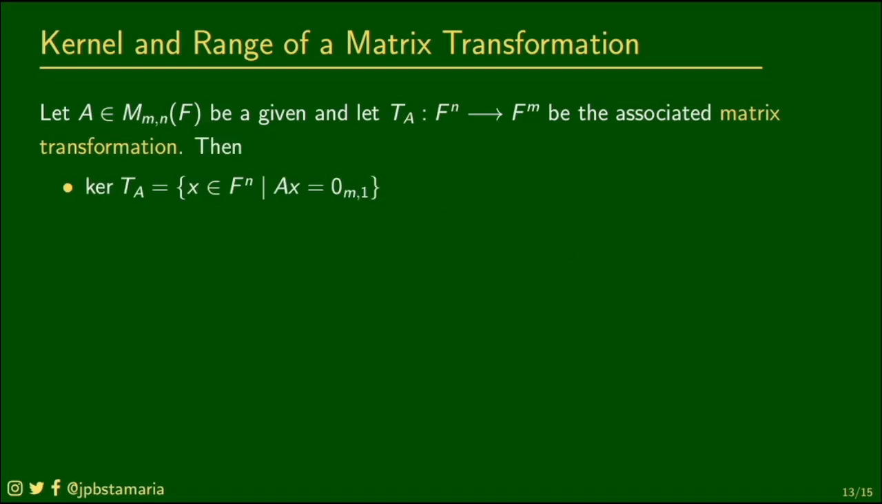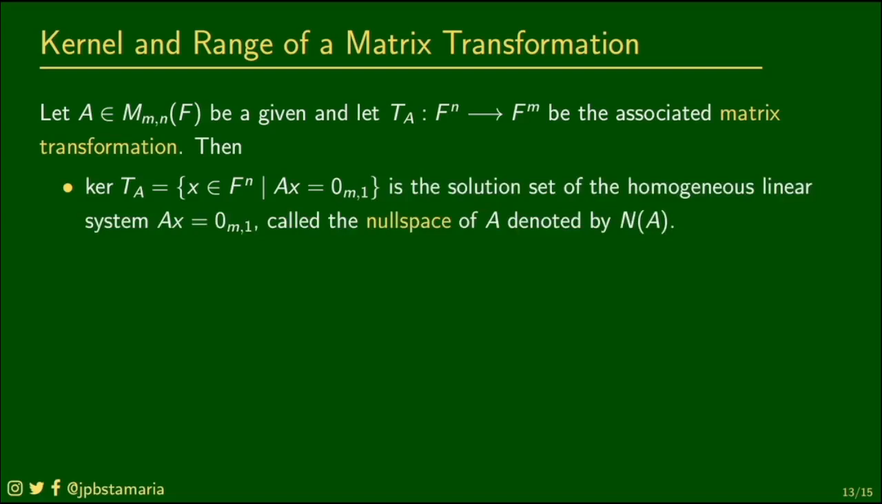If you look at the kernel of T_A, it consists of all points in the n-dimensional F^n which are mapped to 0. In other words, when you multiply A on the left, you get 0. Therefore, this is precisely an m by n homogeneous linear system. The kernel simply is the solution set of the homogeneous linear system AX equals 0. So you simply solve for the solution space of this system, and this solution space is what we call the null space of the matrix A. So for a matrix transformation T_A, the kernel is nothing but the null space of A. Now, the null space of A consists of all the solutions to the linear system AX equals 0.